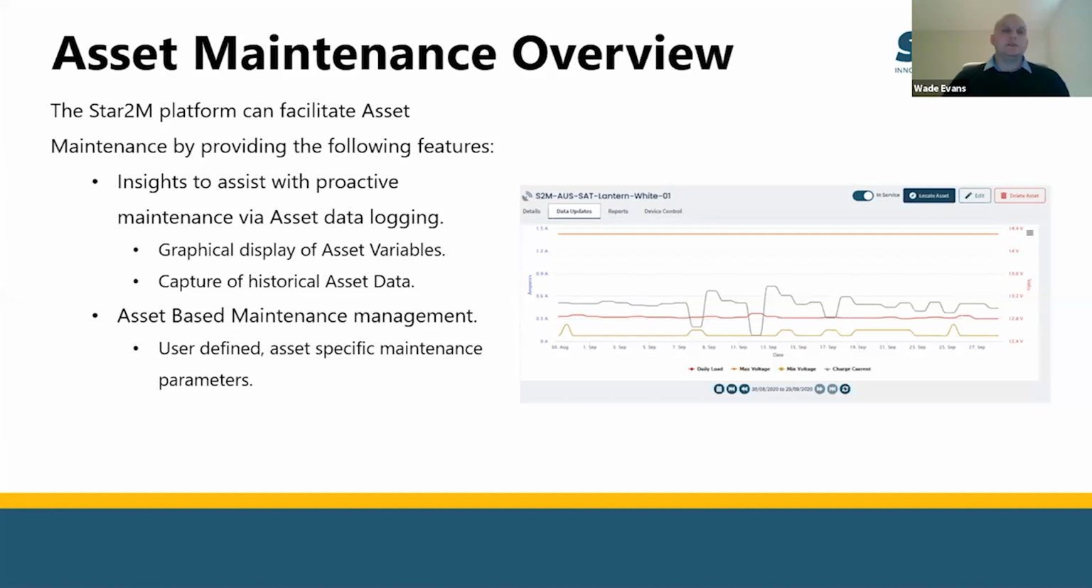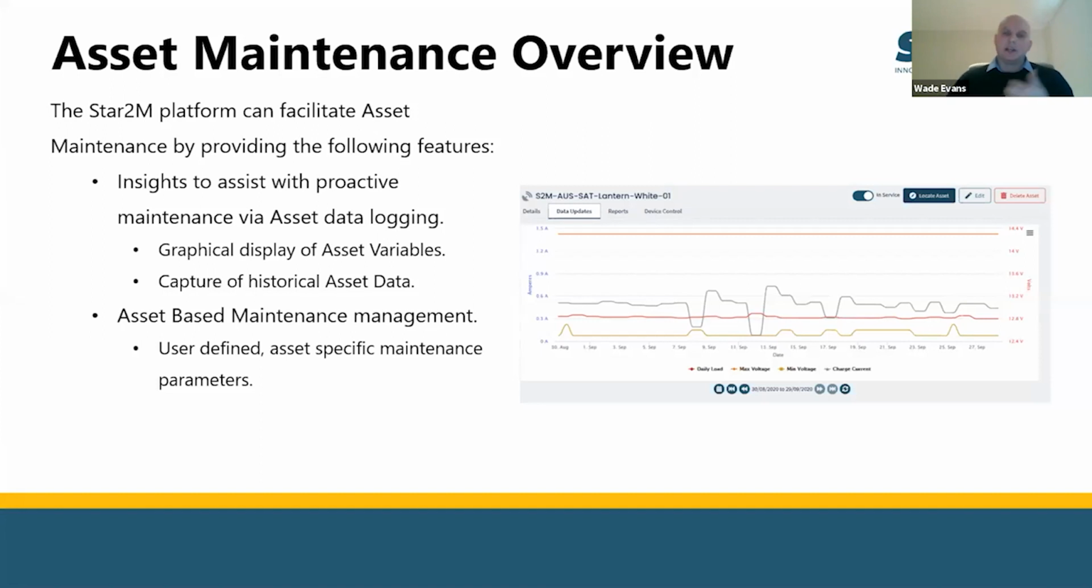So I'll go through each of those individual feature sets independently, and then we'll actually demonstrate those live within the portal itself to show how to utilize these various feature sets to achieve that asset maintenance value add that's absolutely critical for most organizations. So the first feature set is really being able to provide asset insights to assist with proactive maintenance via asset data logging.